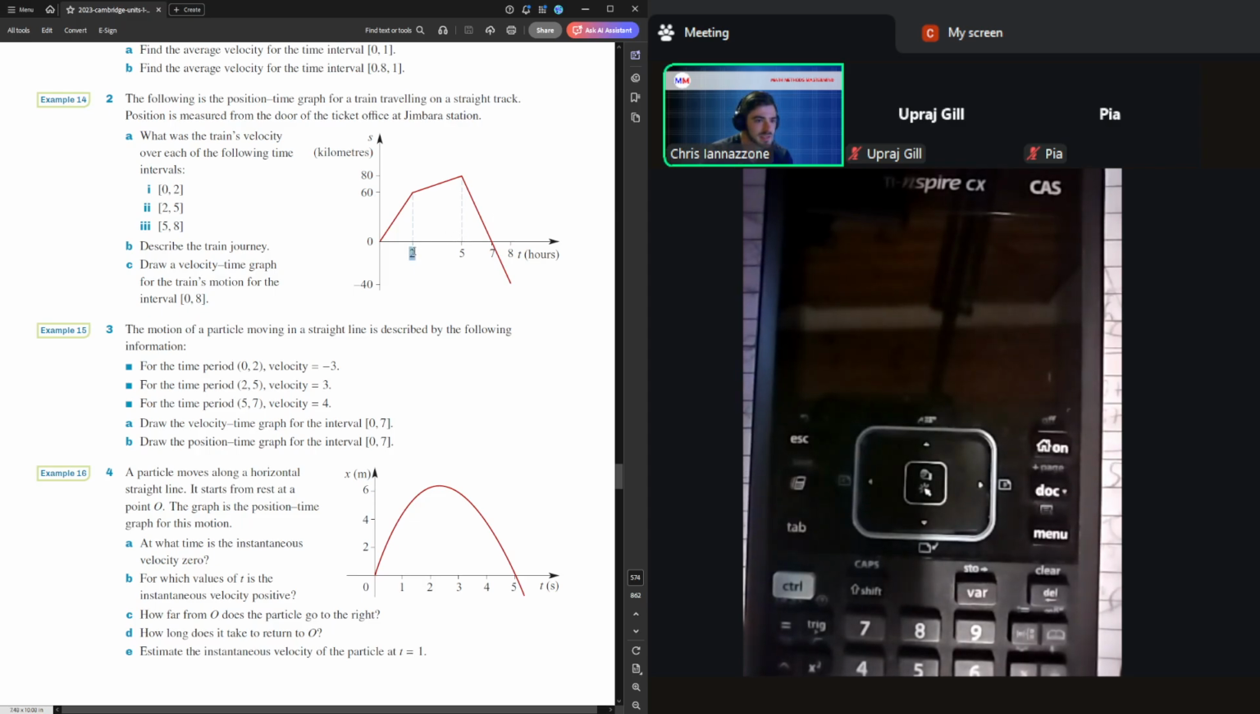Like, for instance, let's take a stab at doing the journey from 2 to 5. Who wants to try and describe that? The train continued to travel away from the origin at 20 on 3 kilometers per hour for the time between 2 and 5 hours. Yeah, that works. Cool.